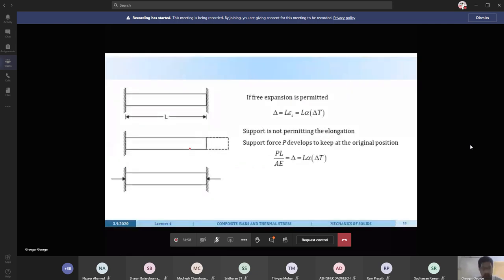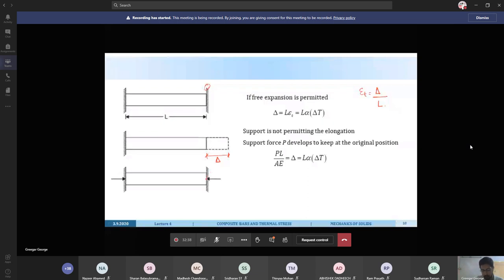Now we'll go to this case, which I explained a little while before. If there is free expansion, like if this support is not there, then it will have an elongation. This elongation is nothing but L into alpha into delta T. Alpha delta T is nothing but the change in length divided by the original length. So this delta will be L into alpha delta T. But the support is not permitting the elongation. So what happens? This delta has to be restricted back.